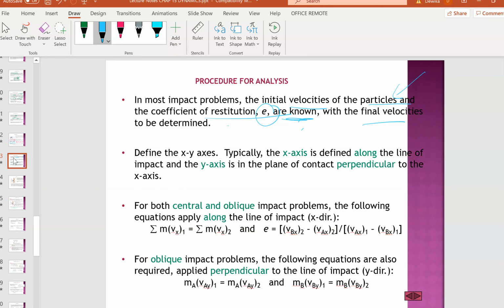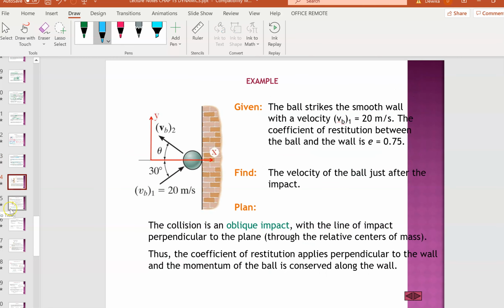The first thing that you should do is define your x, y axes, and then draw the diagram. Then, for both central and oblique problems, you need to solve based on these two formulas.